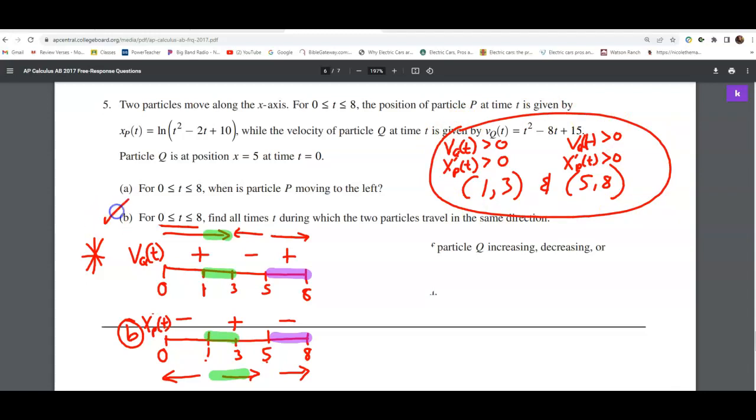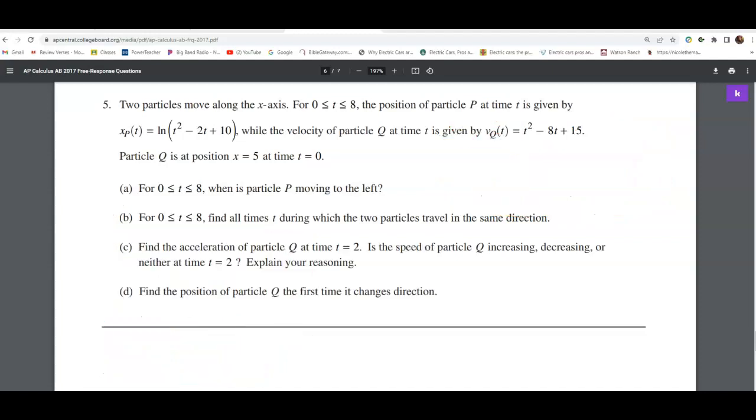It actually doesn't say to explain, so they may not really care. So I think maybe this would be good enough since they didn't ask for an explanation, but it's good for us to practice because sometimes they will say, justify your reasoning. And in that case, I just want you guys to be aware, they do not consider number line tests to be an explanation. That's just a tool that we use. Your explanation needs to include the fact that both velocities have the same sign, and that's why they're moving in the same direction. Okay, so that's part B.